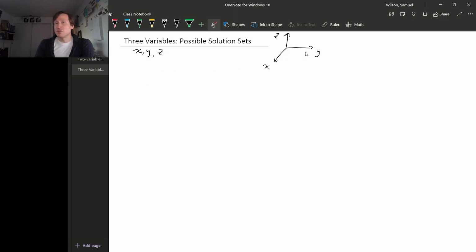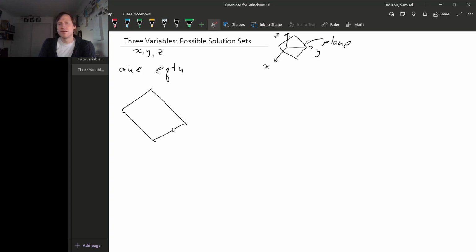One equation is going to take a flat slice of this three-dimensional space, and a flat slice isn't a line anymore, now it's a whole plane. So if we have only one equation in three variables, then we get a whole plane's worth of solutions. So this is infinitely many solutions.